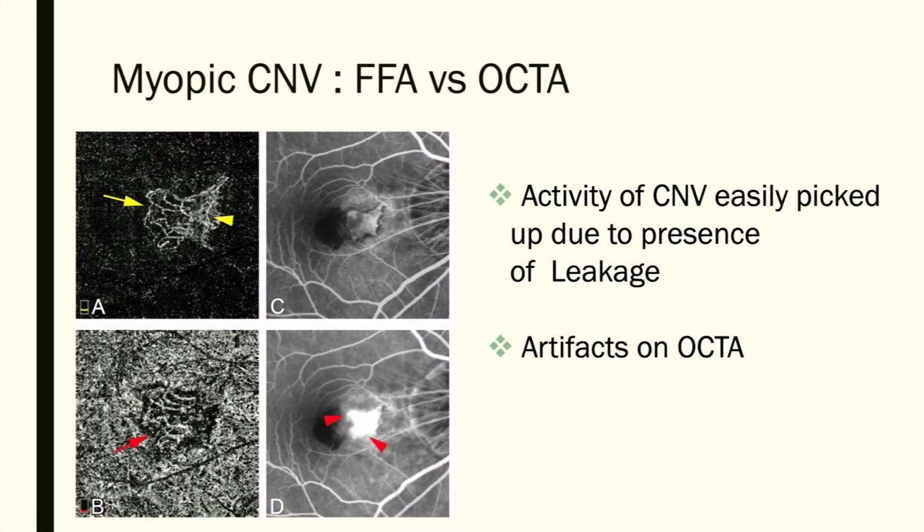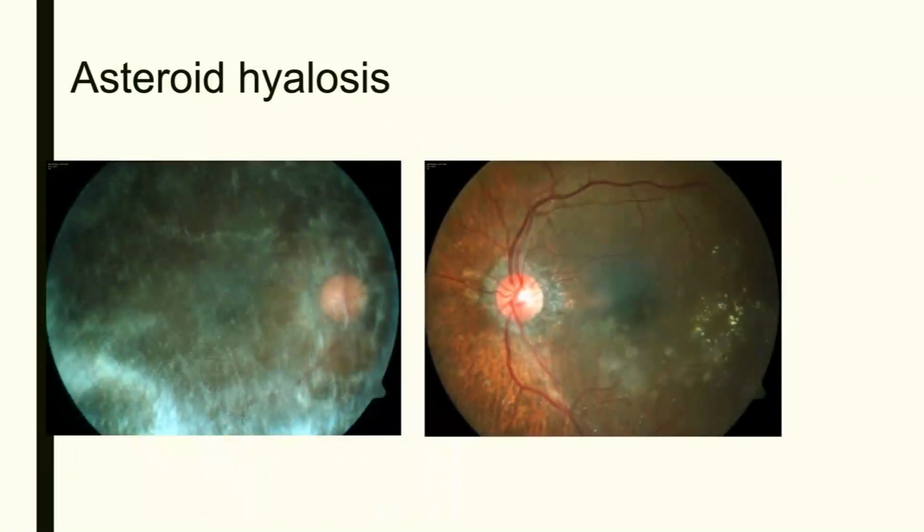Myopic CNV. Why myopic CNV, you would ask? Because here, due to presence of staphylomas, due to presence of very thin choroid, you can see that on a myopic patient, hardly there is any choroid and sclera is right there. So because of that, there are so many artifacts that if you have to sometimes pick whether it's a CNV, a small CNV and developing, you may actually have to do a fluorescein angiogram.